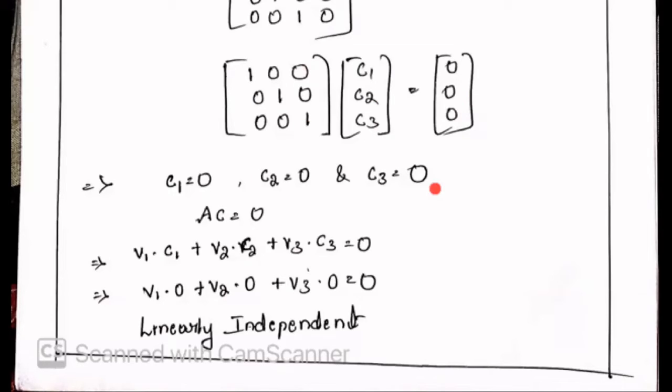From this, what you can conclude is that they are linearly independent, the first three vectors v1, v2, v3. So this is what we observed: v1 c1 plus v2 c2 plus v3 c3 is equal to 0, and we calculated the values of c1, c2, c3, which are all 0. So it has become linearly independent.